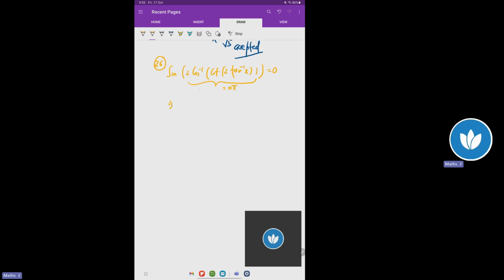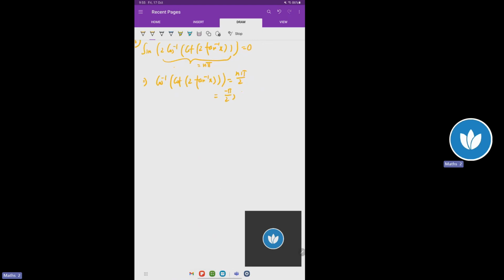So if this is equal to n pi, then cos inverse cot of 2 tan inverse x has to be n pi by 2. Let's put n as minus 1, 0, 1, 2, 3: minus pi by 2, 0, pi by 2, pi, 3 pi by 2. As we can see, some of these are outside the cos inverse range, so only these three values can be possible. If cos inverse takes value 0, this will take value 1. If this is pi by 2, this will be 0, since cos pi by 2 is 0, and this is minus 1.